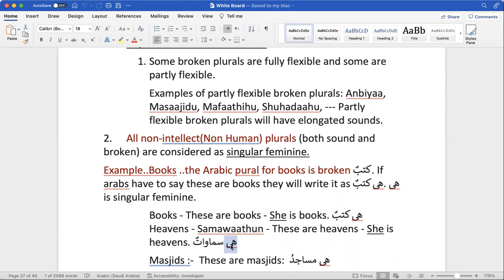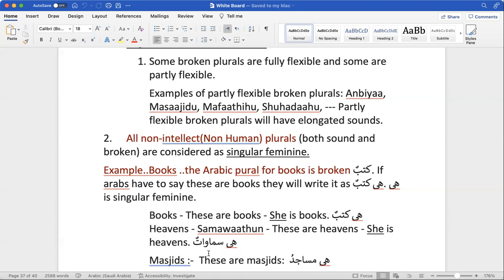Pronoun. So they will not say haulai samawatun, because as samawatun is a non-human plural, they will always consider it as singular feminine, but the meaning will not change. What they are trying to say is it does not change. It does not mean she is a heavens. It means these are heavens. Arabs also know when they say hiya samawatun, they mean that these are heavens.